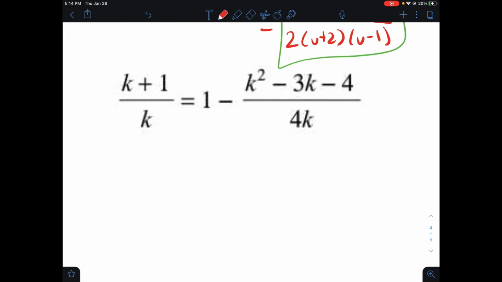Again, we got to try and get a common denominator. This guy's got a 4k, this guy's got a k, and this guy in the middle doesn't have anything. So our common denominator is going to be 4k. That first guy there is missing a 4, so we're going to multiply him by 4. So we got k plus 1 over k, and we're going to multiply him by 4 over 4.